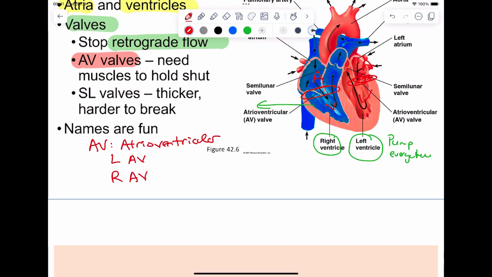The left atrioventricular valve also goes by the name of the two-flap valve. Well, we need a fancy way of saying two-flap because two-flap is just way too ordinary. So we need two is bi, and a flap is a cusp. So we call this the bicuspid. On your right side, it has three flaps. So we call it the tricuspid.